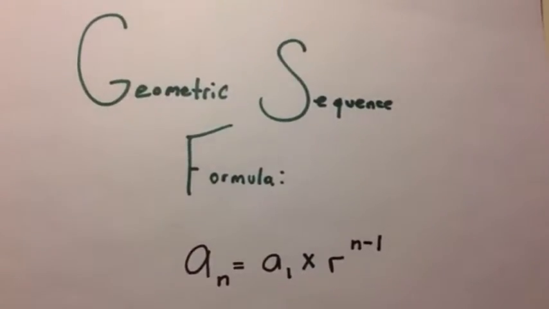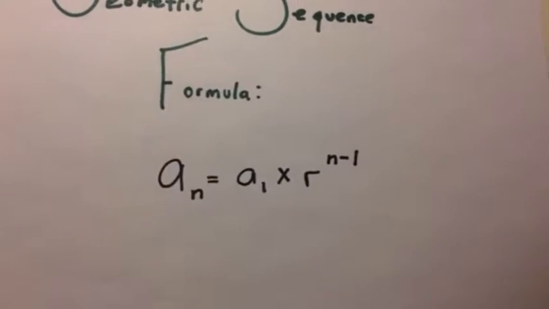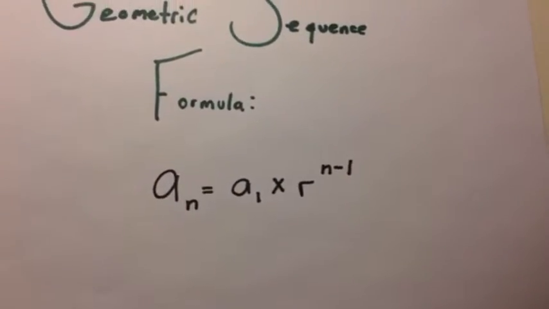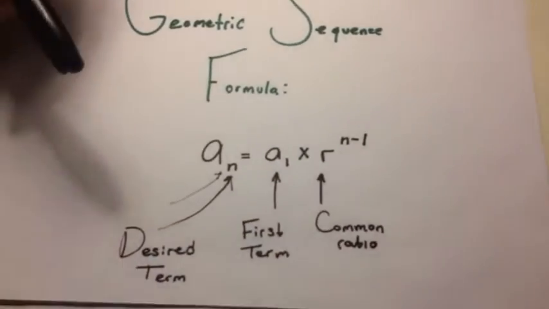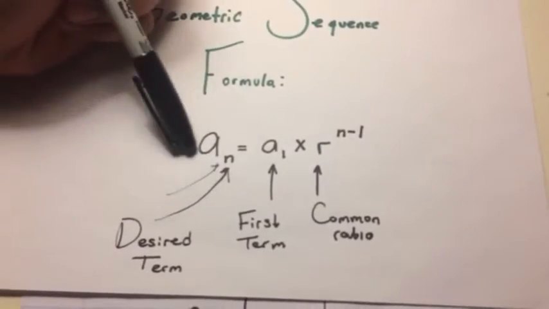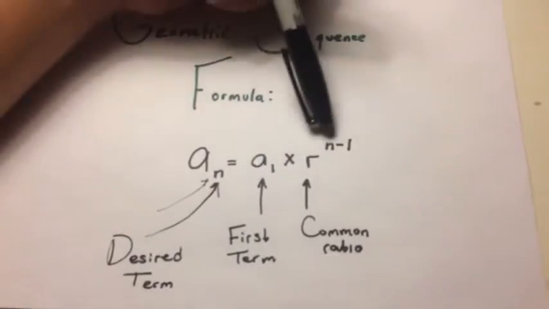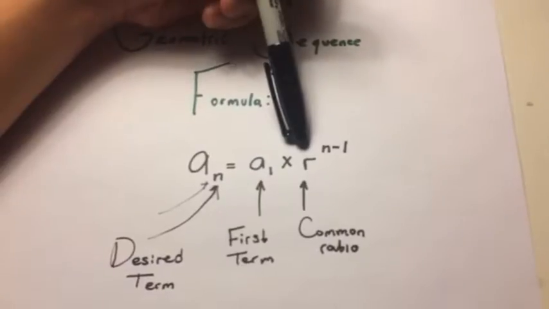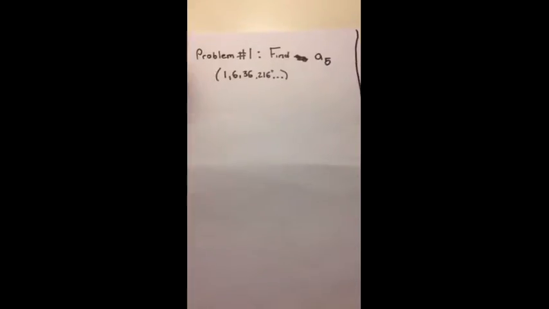Before we dive more into depth into the definition of a geometric sequence, I'd like to introduce to you the geometric sequence formula, which is a sub n is equal to a sub 1 times r to the n minus 1 power. It's also important to note that a sub n represents the desired term that we're looking for, a sub 1 is the first term of the sequence, and r is the common ratio that the sequence increases or decreases by.